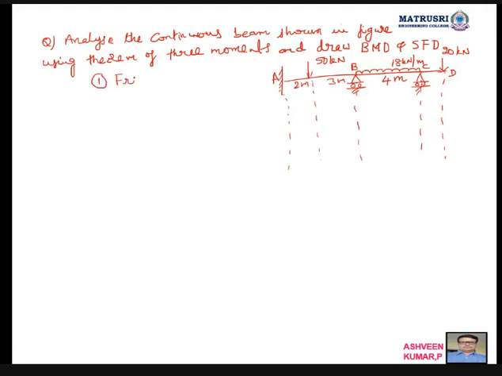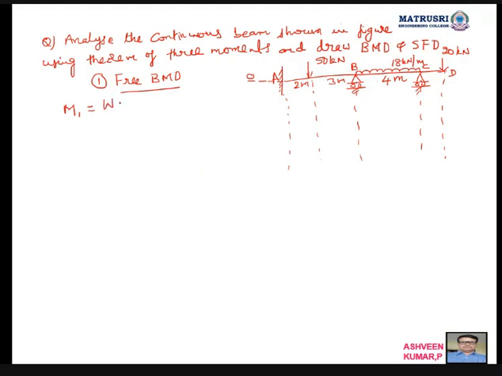Free bending moment diagram. That is, free bending moments we calculate. First span I'll take it as M1 because here it is fixed support. I am taking a dummy span OA. Whenever it is fixed in the theorem of three moments, I'll take a dummy span. So M0 will be 0. M1 means this AB span.